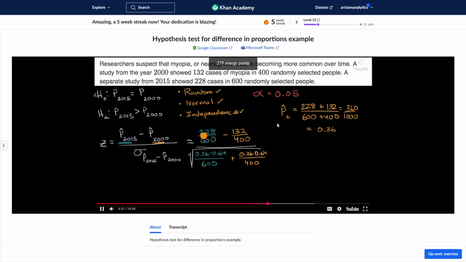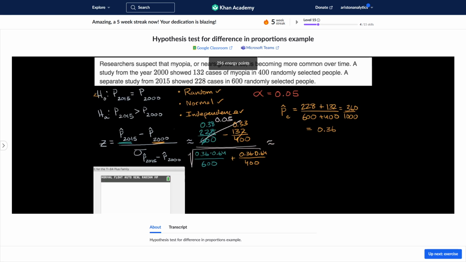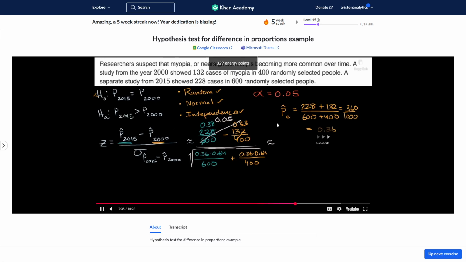228 over 600. 228 divided by 6 is going to be equal to 38, so this would be 0.38. Let's see, 132 divided by 4 would be 33, so this would be 0.33. And so our entire numerator is going to be 0.05. And so now I could put this into my calculator, and I will get 0.05 divided by the square root of 0.36 times 0.64 over 600 plus over 400. So this is going to be approximately 1.61.